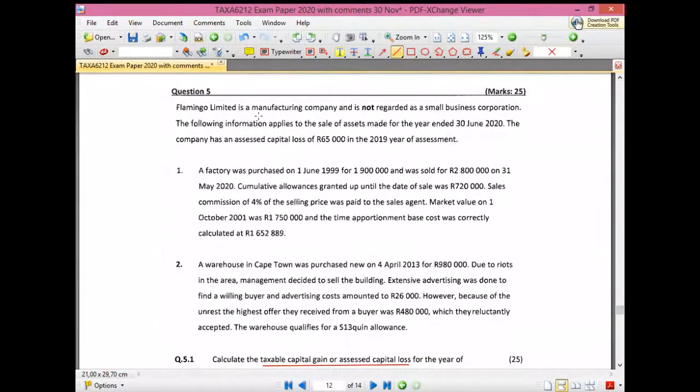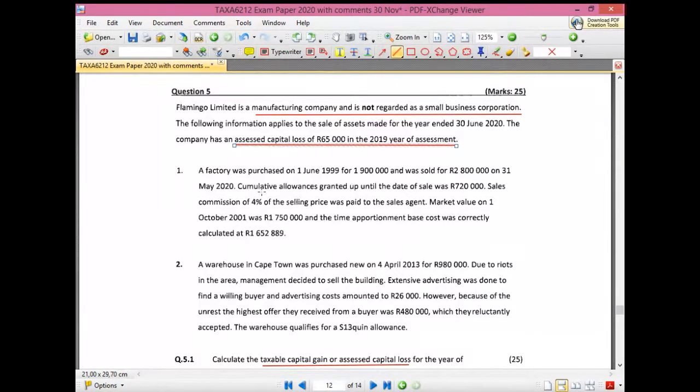So they tell you we are a manufacturing company and is not regarded as a small business corporation. So we apply the 28%. And they tell you we've made the following sales of assets, and the company had an assessed capital loss of 65,000 for the 2019 year of assessment. Okay, so that information is important. We are going to apply it when we work out the net capital gain.